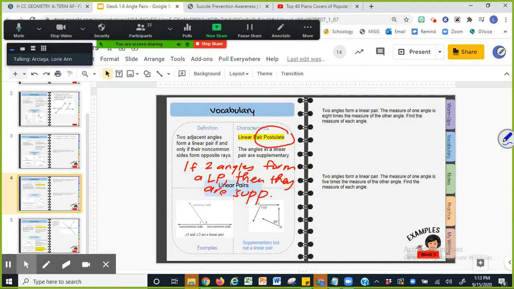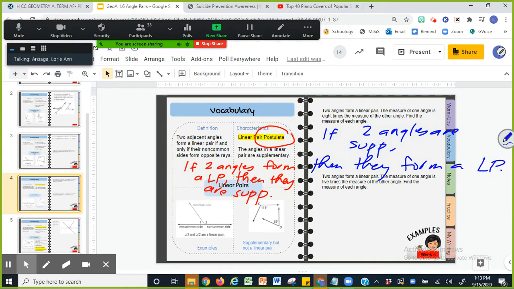The converse is you switch them around, right? So if I switch them around, I say if two angles are supplementary, then they form a linear pair. I'm just going to use LP for linear pair for now. Notice that the red statement is correct, right? But the blue statement is wrong.